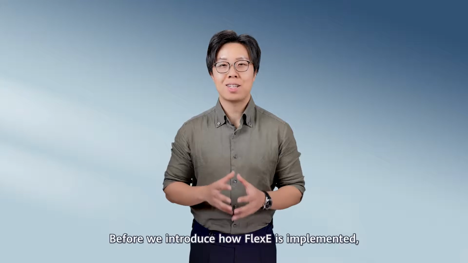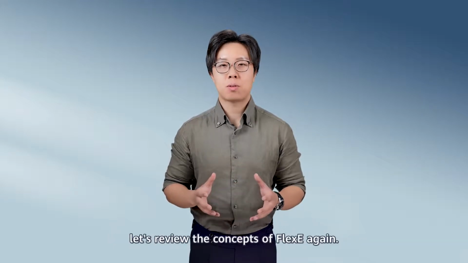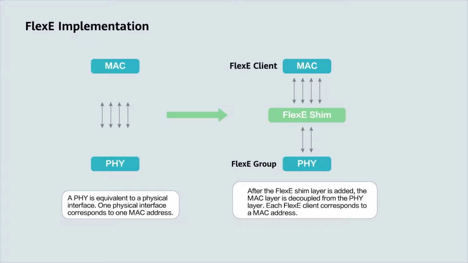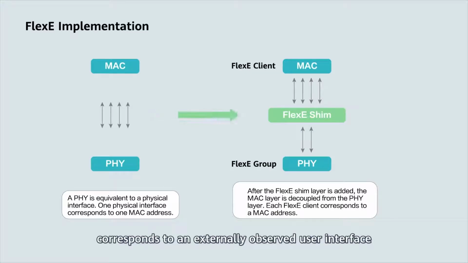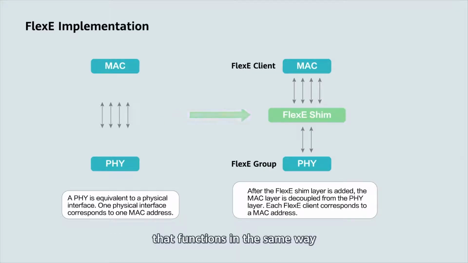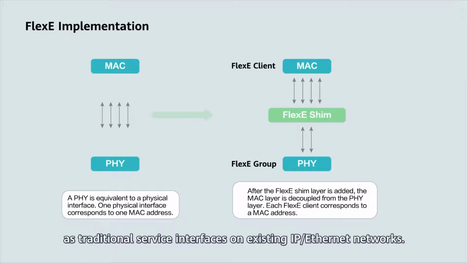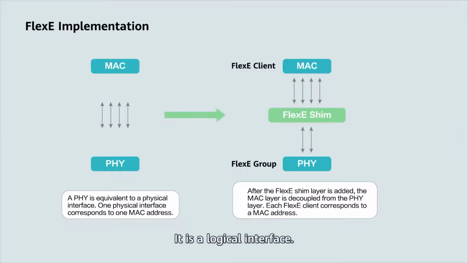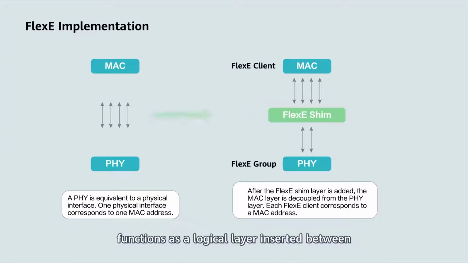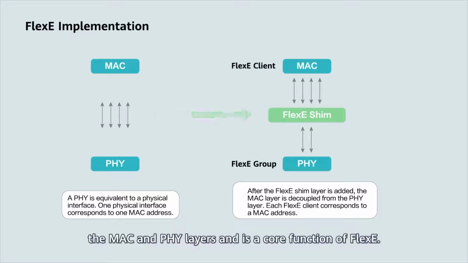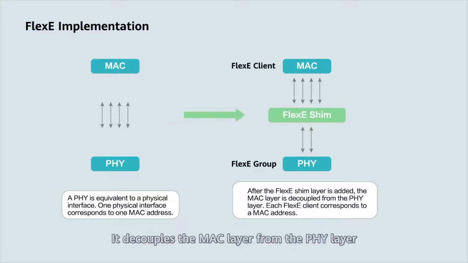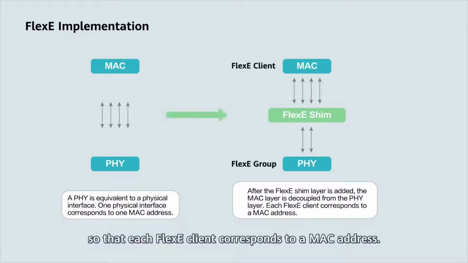Before we introduce how FlexE is implemented, let's review the concepts of FlexE again. A FlexE client corresponds to an externally observed user interface that functions in the same way as traditional service interfaces on existing IP or Internet networks. It is a logical interface. A FlexE group corresponds to a physical interface on a network. The FlexE shim functions as a logical layer inserted between the MAC and the PHY layers and is the core function of FlexE. It decouples the MAC layer from the PHY layer so that each FlexE client corresponds to a MAC address.